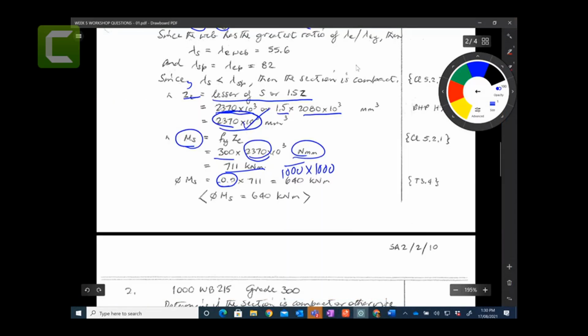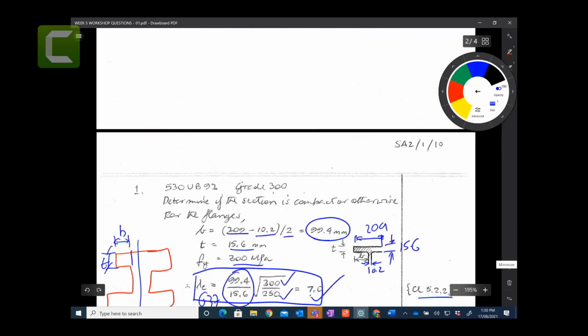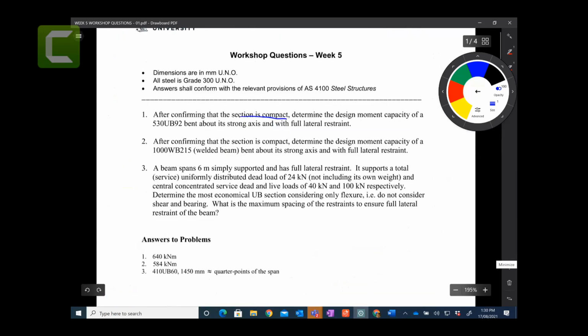Why? Because there is some uncertainty in our calculations, some assumptions and so on. So to take into account that uncertainty, whatever you get, you just multiply by 0.9. So this is like a safety factor, you can say. So that is the one.